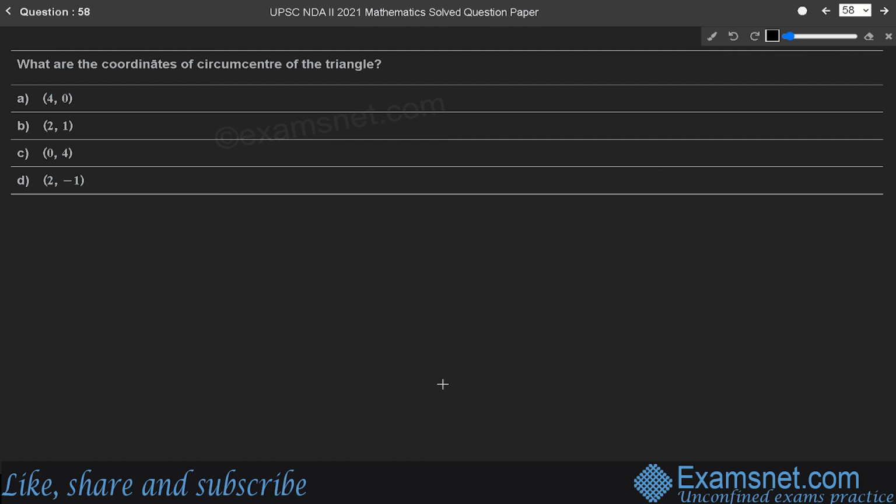Next question is, what are the coordinates of the circumcenter of the triangle? For the coordinates of the circumcenter of a triangle, we will need the slope of line AB. And we know that the directions are the same for this question also. So the slope of AB will be equal to −1 upon 0, which is infinity. And the slope of BC will be equal to −0 upon 1, which is 0.